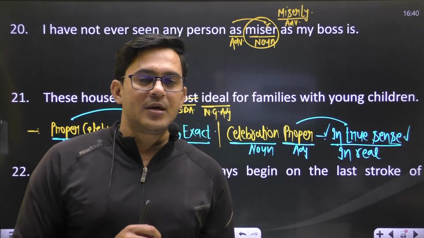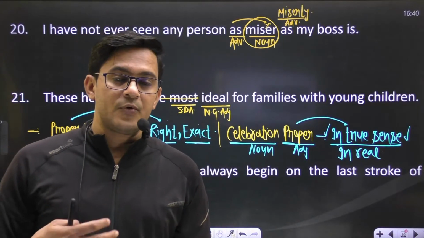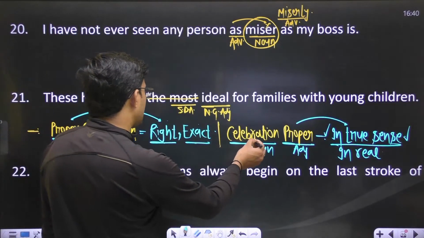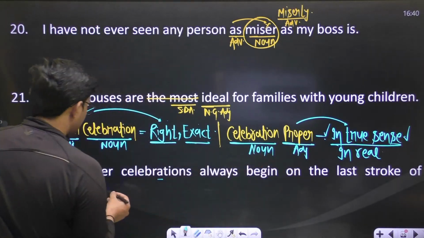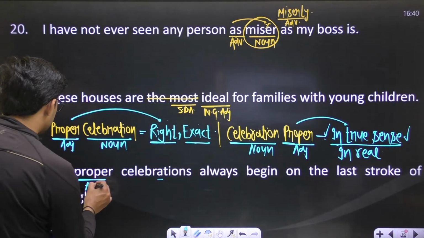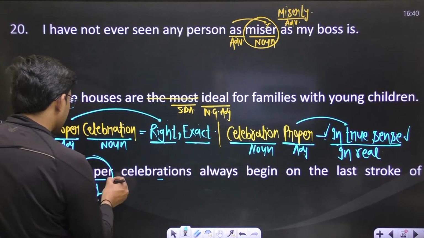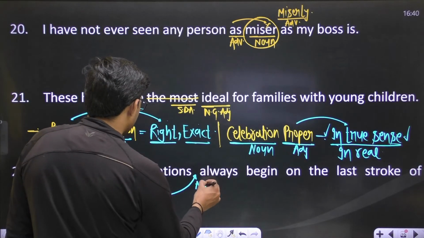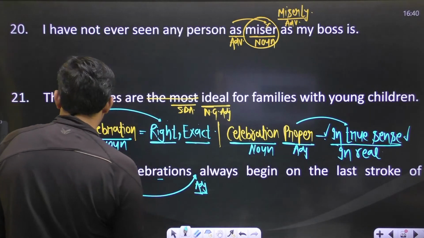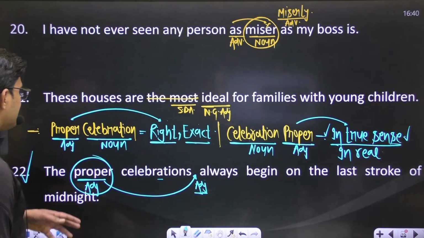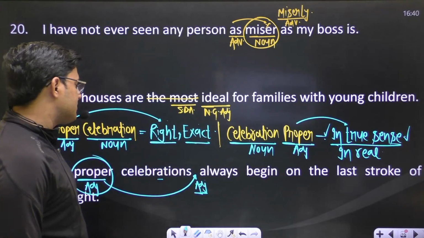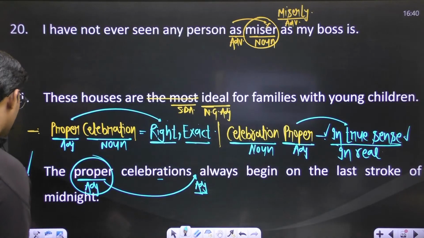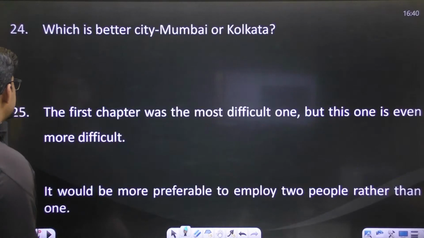जो मीनिंग कन्वे किया जा रहा है वो इन ट्रू सेंस और इन रियल की सेंस को शो करने के लिए हम यूज करेंगे not proper celebration but celebration proper. So if you just want to make this sentence okay, use this adjective after the noun. यहाँ पे adjective आप यूज करेंगे noun के बाद में. Sentence will be the celebrations proper always begin on the last stroke of midnight. Now the sentence is fine.